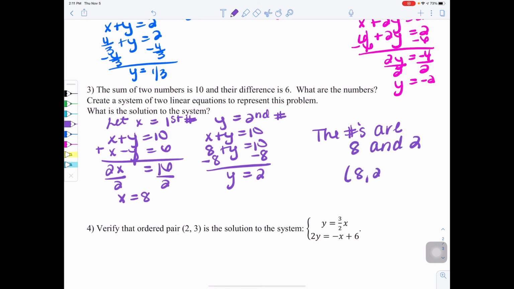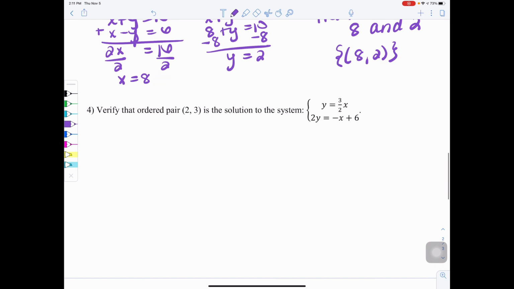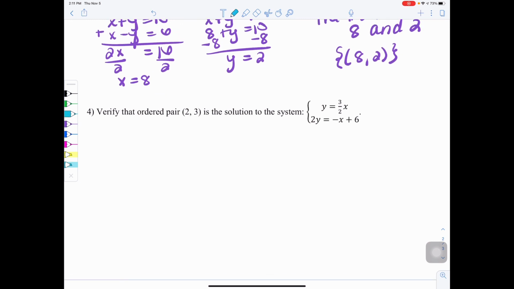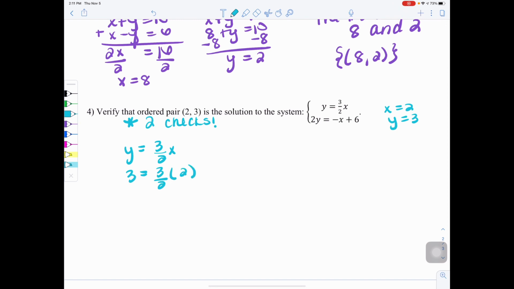Okay, and then lastly, in number 4, verify that the ordered pair 2, 3 is the solution to the system. So what I'd like you to do here to this problem is add that you need 2 checks. You should be doing one for each equation. And if it's 2, 3, my x value is 2 and my y value is a 3. So my first equation, y equals 3 halves x. I'm putting a 3 in y's spot and a 2 in x's spot. 2 goes into 2 one time, so I get 3 equals 3. It checks. Then I have 2y equals negative x plus 6.